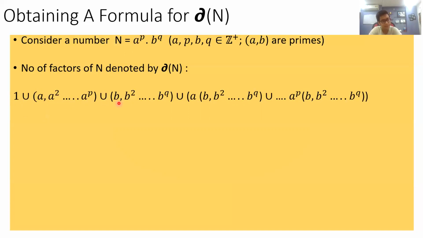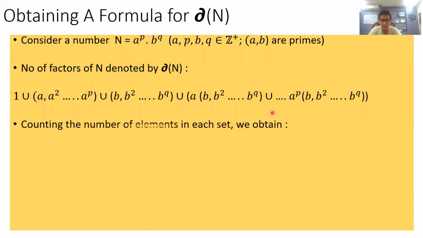Similarly, you get all the b exponents from b to the first to b to the q, and now don't forget that you also have the numbers which can be formed as the product of these two powers. So you can have a times b square, a times b cube, and so on till a times b to the q. That's your first set, and you can do this with all the powers of a, multiplying them with all the powers of b, and thus this set will contain p times q numbers.